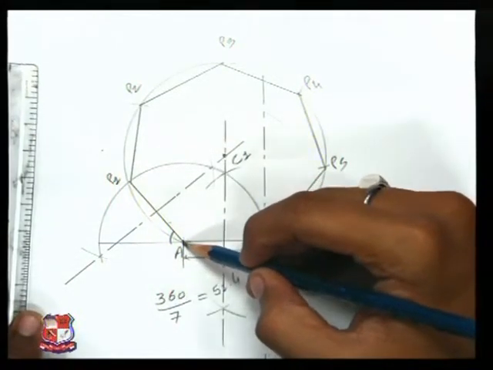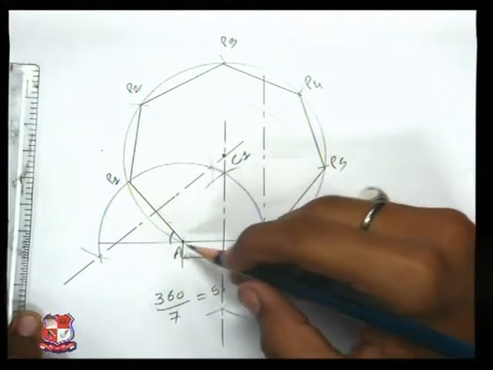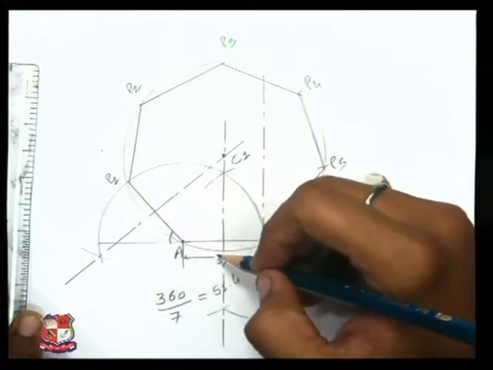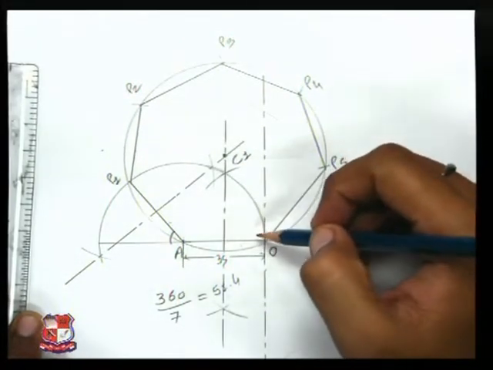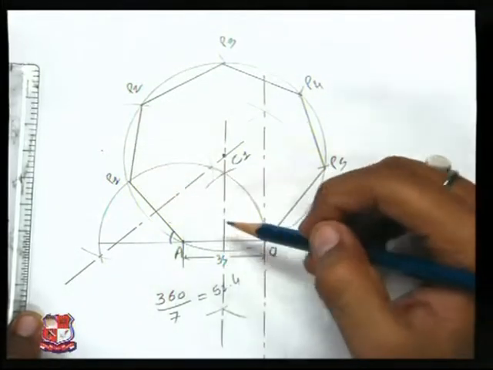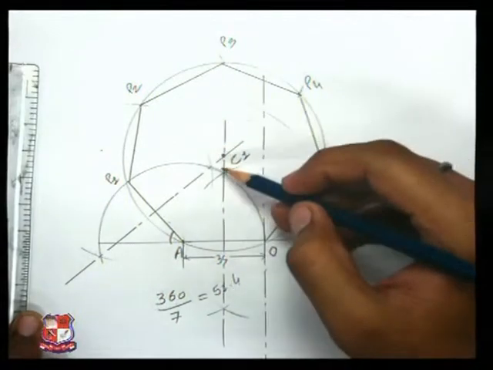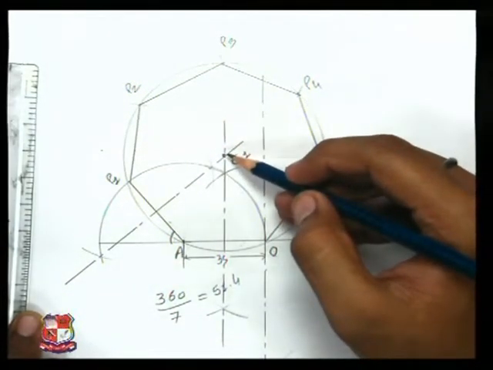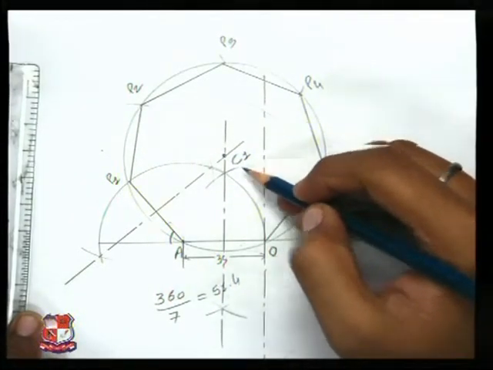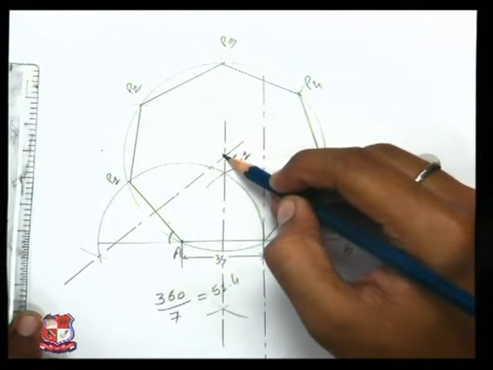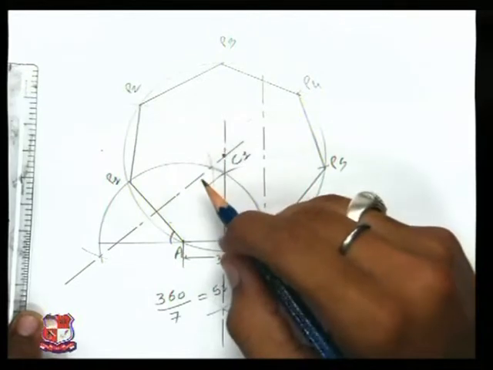I have marked AP1, which means that OA and AP1 are equal in length. Now we need to bisect AO and AP1. We have taken the bisector of both the sides. Where both these bisectors intersect, we have marked the point named C1. Taking C1 as center, C1A as radius, we have drawn a circle.